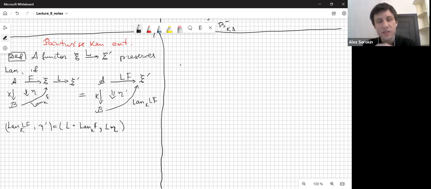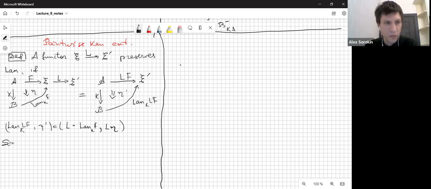So we see something as continuity. Continuity is when we can take a function out of the limit. So the limit of a function is a function of a limit. Similar here, we have that a functor preserves left Kan extension if it can be taken out of the Kan extension. So the Kan extension of f, L composed with f, is L applied to the Kan extension.